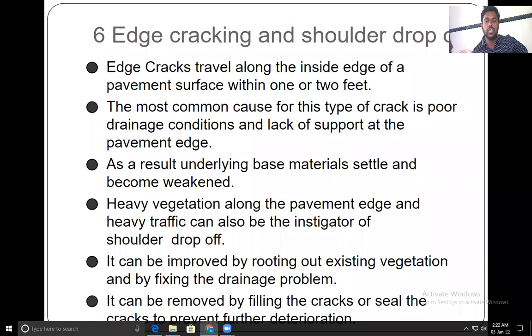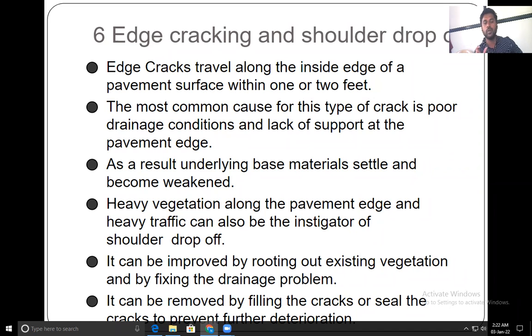Then heavy vegetation along the pavement edge and heavy traffic can also be the instigator of the shoulder drop off. Okay, that I have told just now. If vegetation, grass, is there along the edges of the road, the roots may go into the soil beneath that, then it loses the proper base. And if heavy load is transferred from that area, ultimately cracks will be developed there.